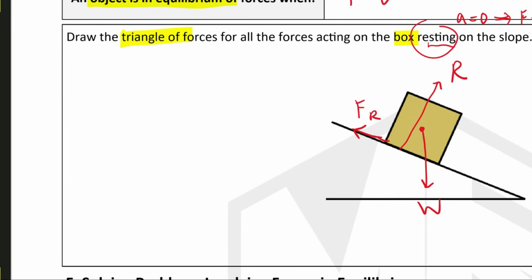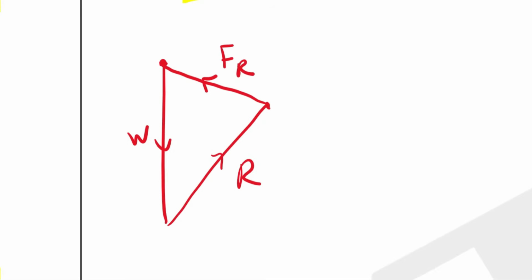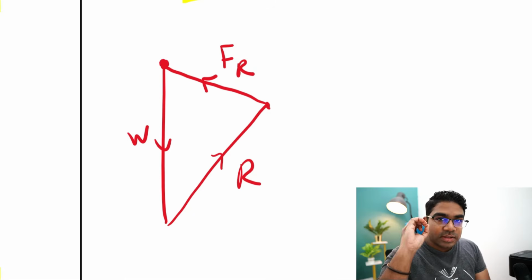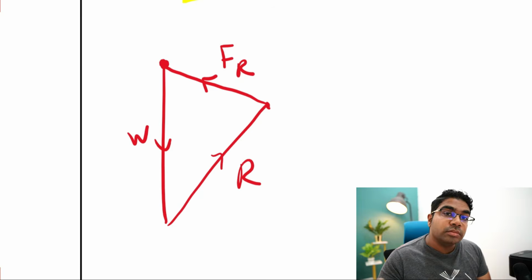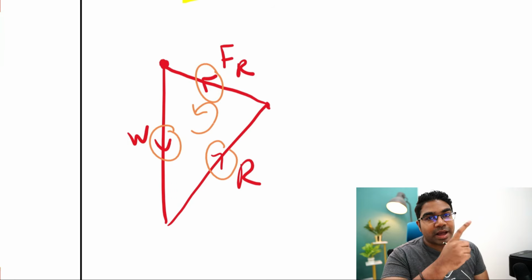Let's start with weight. You can start with any force. I'm going to start with weight. Weight is downwards, and then let's add normal reaction. So normal reaction is going to go this way, R, and then let's add the friction. So the friction is going to go this way. As you can see, the vector sum of all forces is this dot, which is 0. And so when it comes to forces in equilibrium, you will notice that all the arrows are in the same direction. All are anti-clockwise. This is a sign that all forces are in equilibrium.